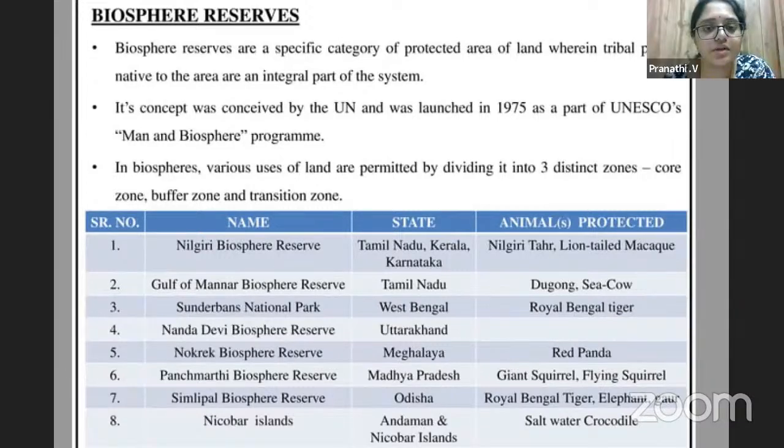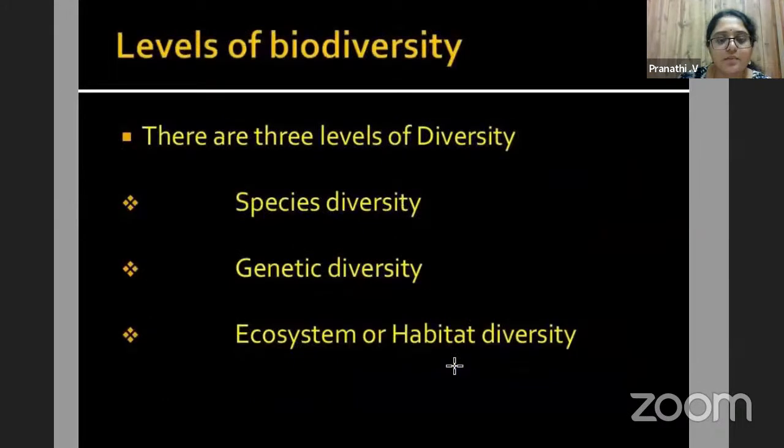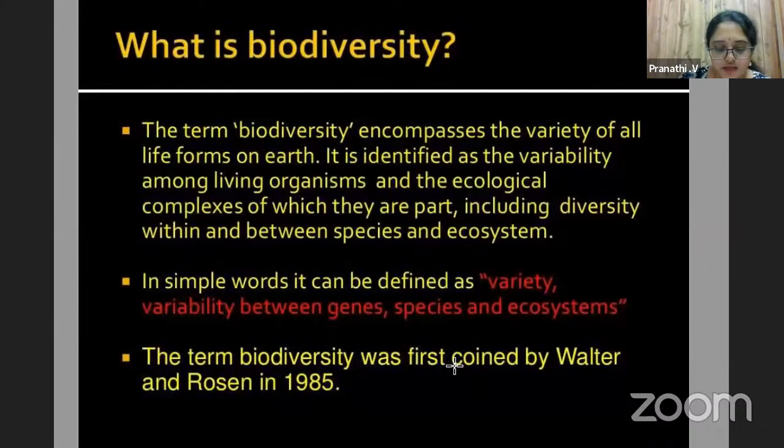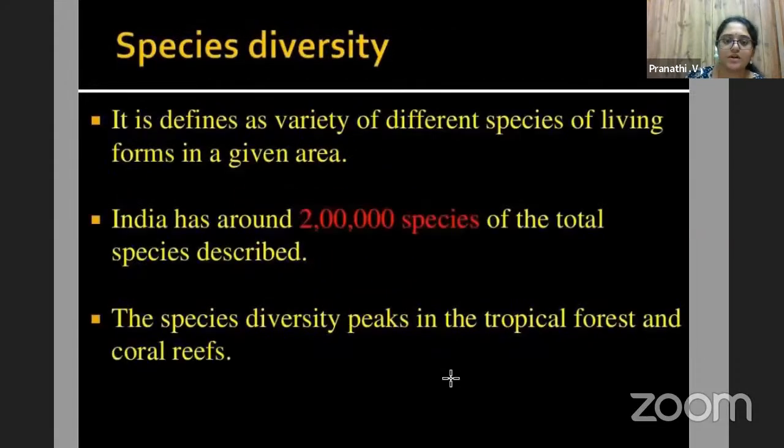So when it comes to the biodiversity of India, we get to see that it has all forms of life on earth, all the life forms that we're talking about. This term was coined by Walter and Rawson in the year 1985. Now again, what is the importance of biodiversity and where does it come into play? 3 levels are there: species, genetic, and ecosystem or habitat.